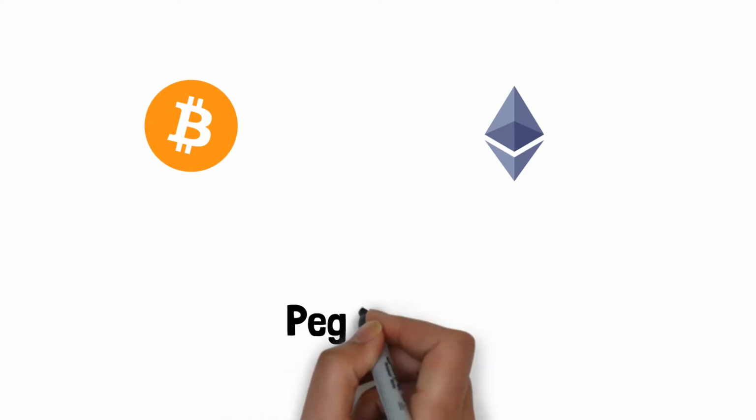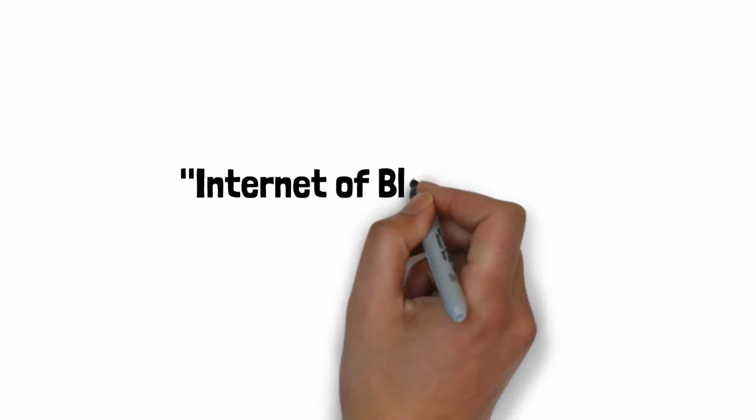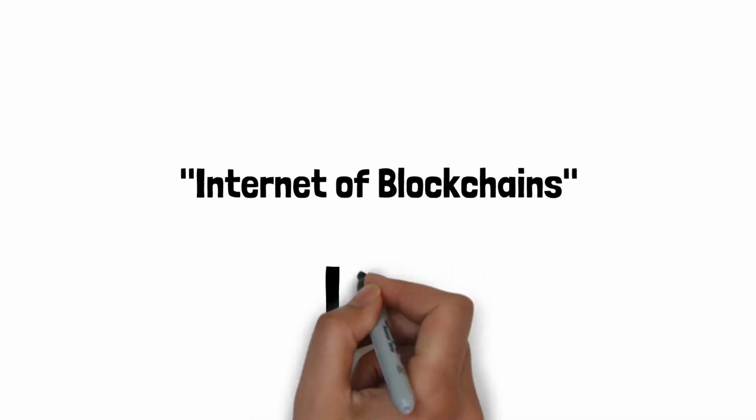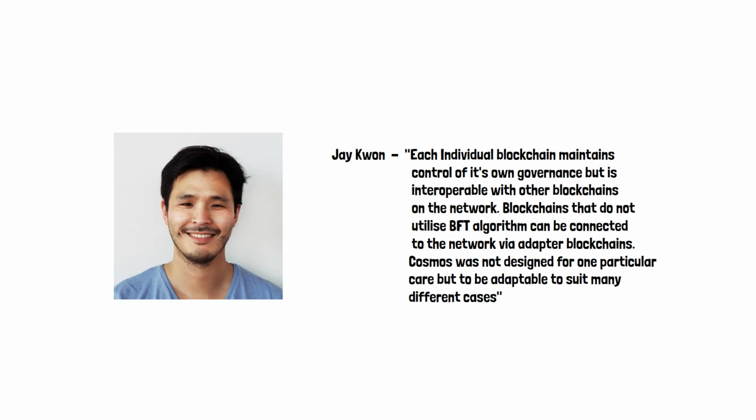This is done by something called a peg zone. Cosmos has named themselves the Internet of Blockchains, or IOB for short. This is explained by co-founder Jae Kwon in this statement. Each individual blockchain maintains control of its own governance but is interoperable with other blockchains on the network. Blockchains that do not utilize BFT algorithm can be connected to the network via adapter blockchains.